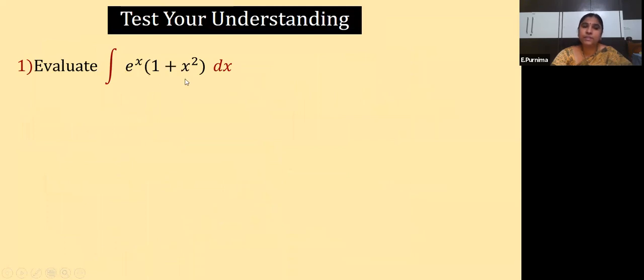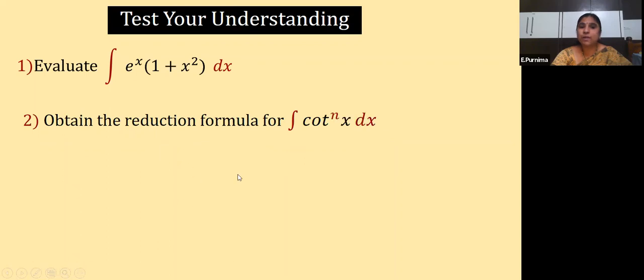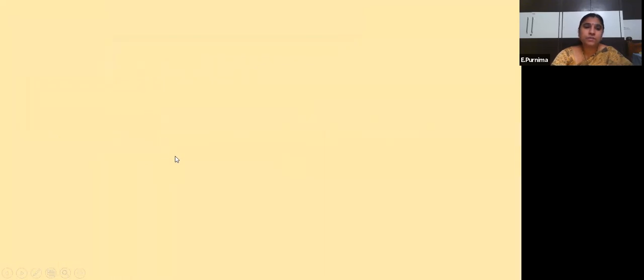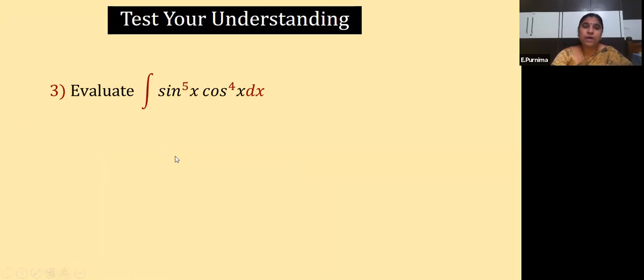Evaluate e to the power of x into 1 plus x square dx. Next is obtain the reduction formula for cot to the power of n. So cot to the power of n is what? Similar to tan to the power of n only. Next one is evaluate sine to the power of 5x into cos to the power of 4x. So it is similar to the reduction formula we have just seen, sine power mx into cos to the power of nx. So you can apply that here.